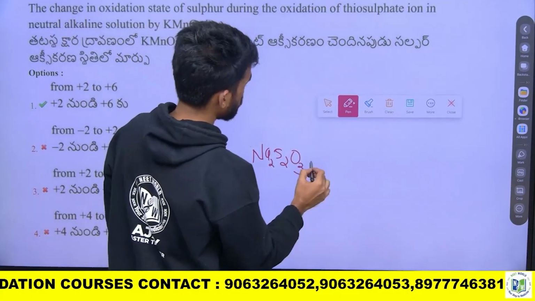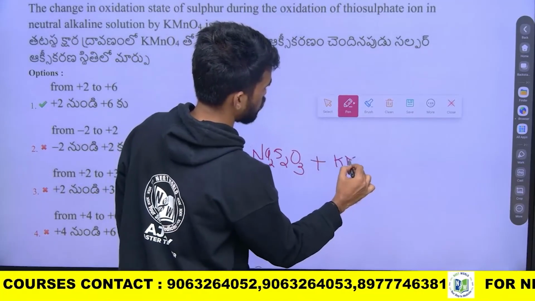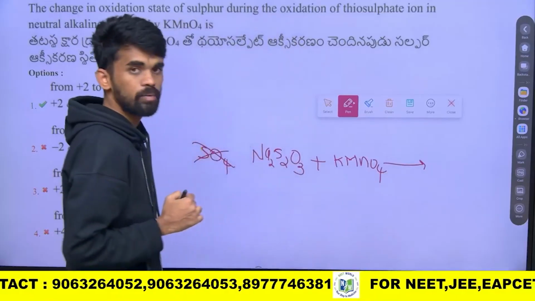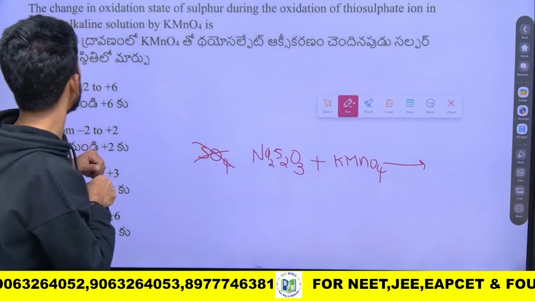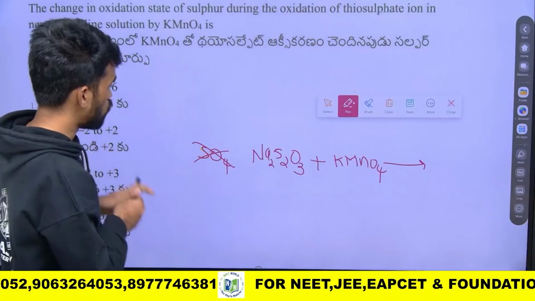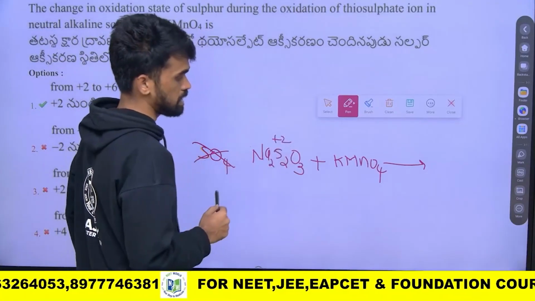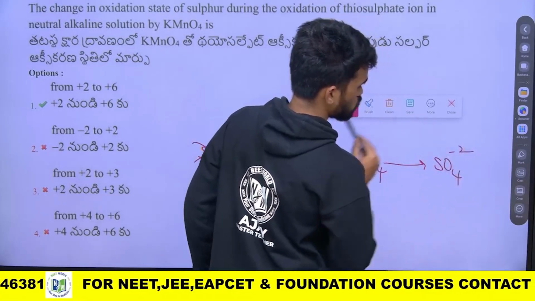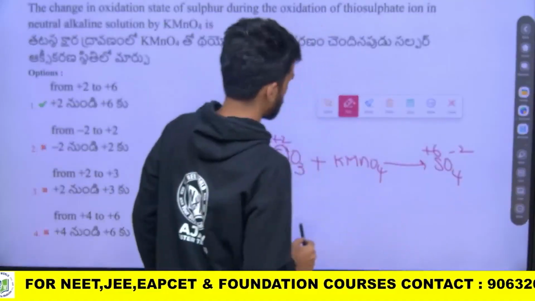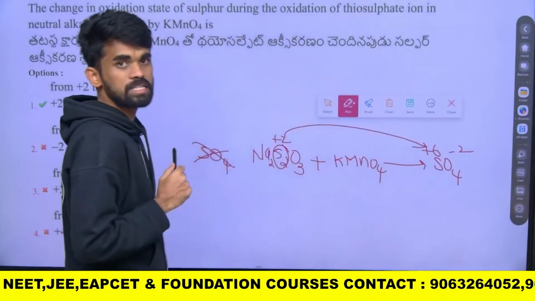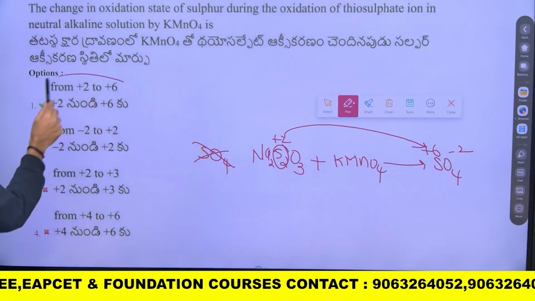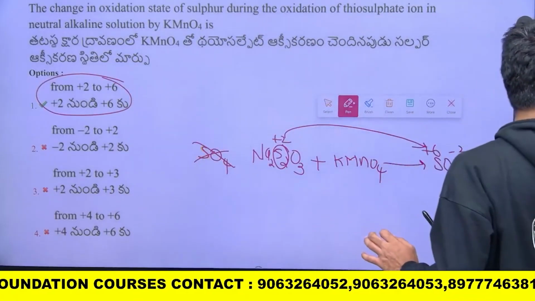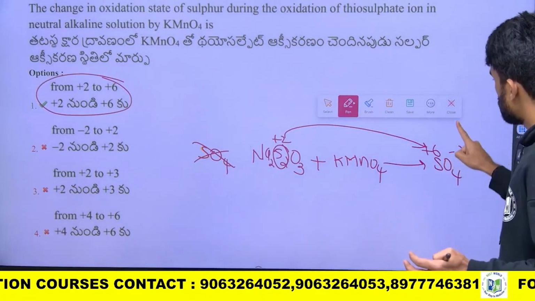Okay, so now when upon treating this with KMnO4, it will be in neutral or faintly alkaline medium, they are saying neutral alkaline medium. Okay, so here it is +2 oxidation state, so this converts into sulfate, where the oxidation state is +6, so +2 to +6 conversion taking place. First option is correct. I hope this is also clear without any confusions, right? Okay, let's move further.